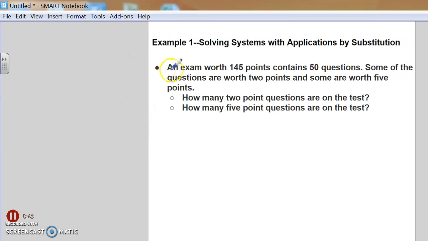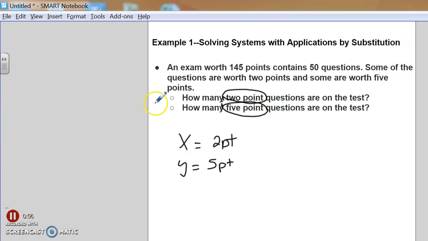This is definitely a system because we're looking at 2-point questions and 5-point questions. So we're going to say X is the 2-point questions and Y is the 5-point questions. All right, what do we know? We've got an exam that's worth 145 points, and since these involve points, we're going to have 2 times X plus 5 times Y. If we knew how many questions for X and Y, we would multiply by 2, multiply by 5, add together, and we should get 145 points.